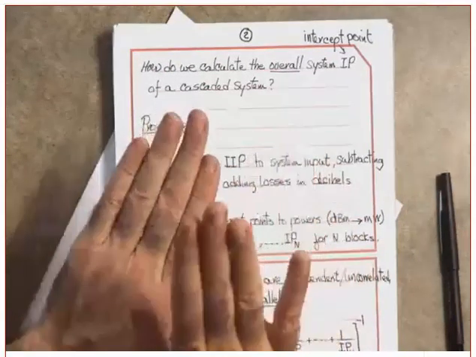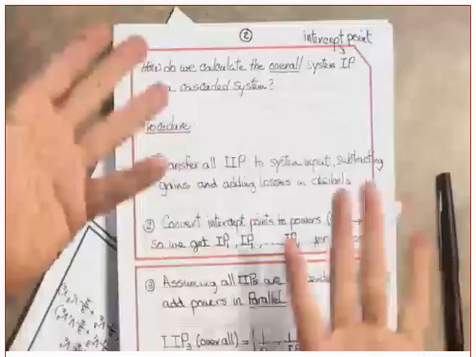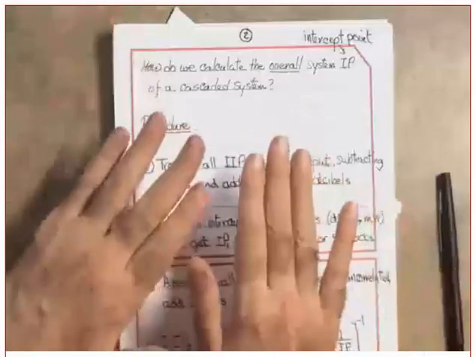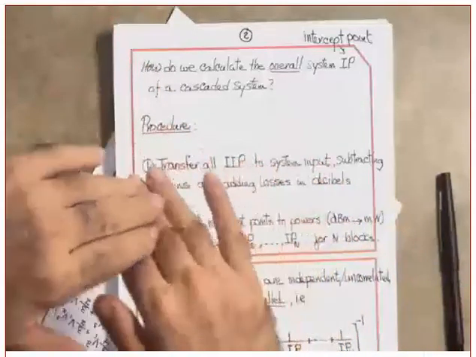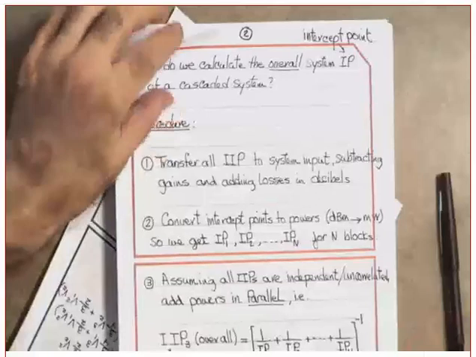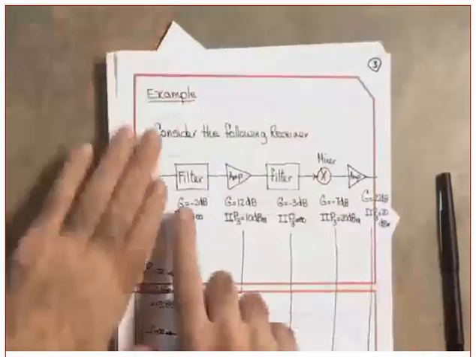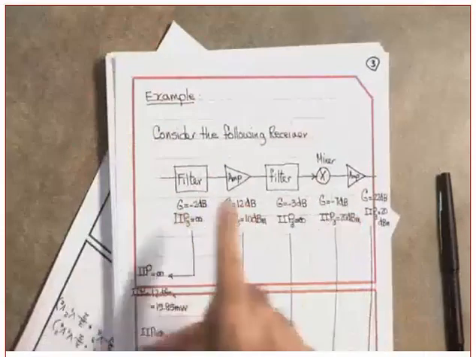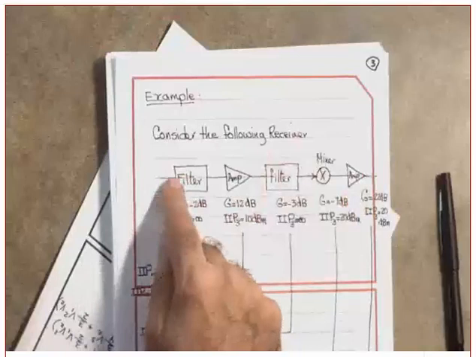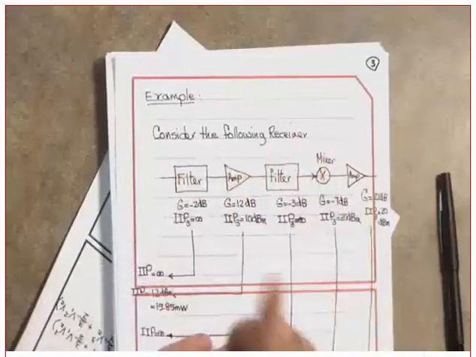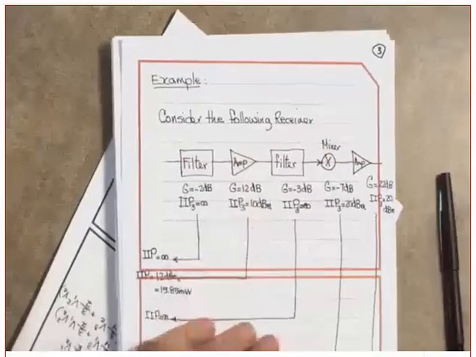This is the procedure, by the way, a very simple procedure, but I need to explain to you how to calculate the IIP3 of the entire system, which means the following. Listen to me. Don't look at the numbers yet. We have an example: filter, amplifier, filter, mixer, amplifier. Are you following me or not?